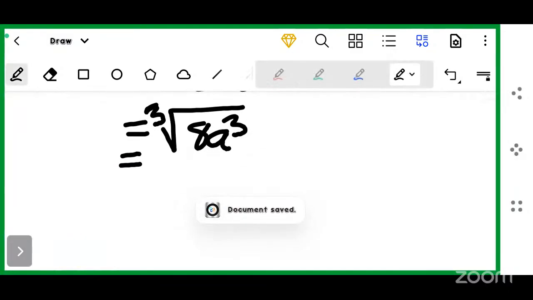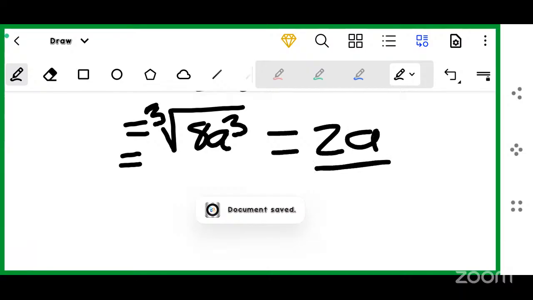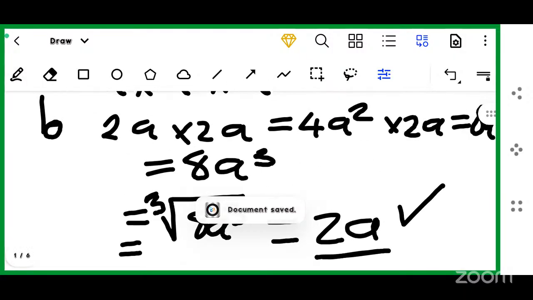Ma'am, your answer I'm on is 2A. 2A, just like this. Yes, ma'am. It's correct. So, Manahil, did you get it on your side? Ma'am, I got 2, but I didn't work out the power. Okay, okay. So let me just show you how you were supposed to do it.